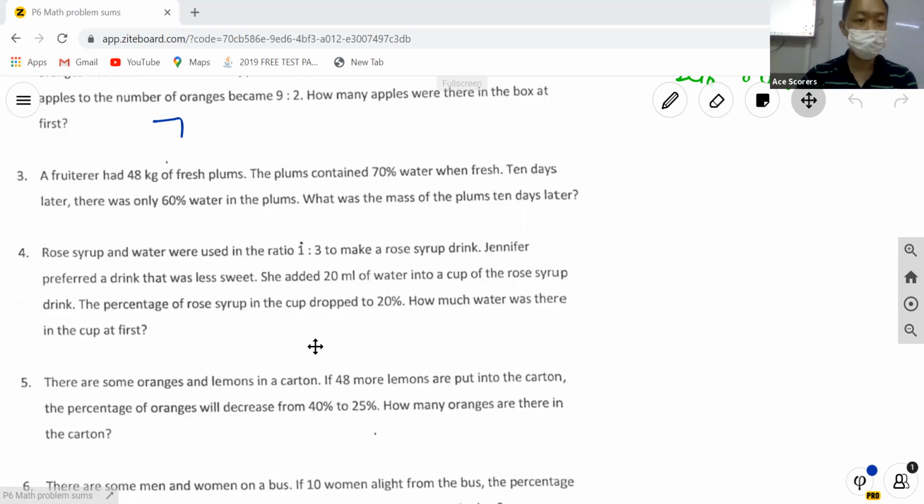Okay, so we're going to do one, right? To help you recap how it works. This particular question: Fruitera has 48 kilograms of fresh plums.